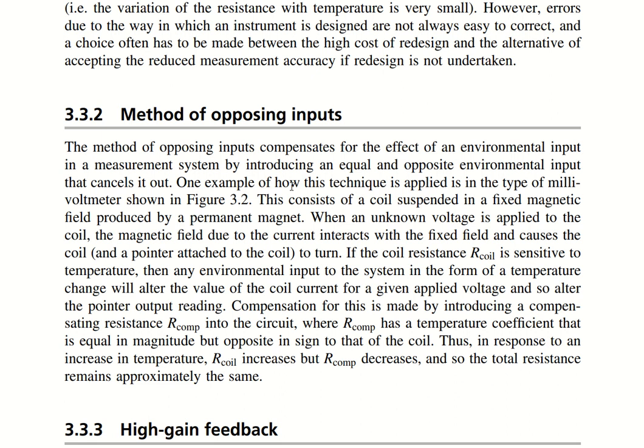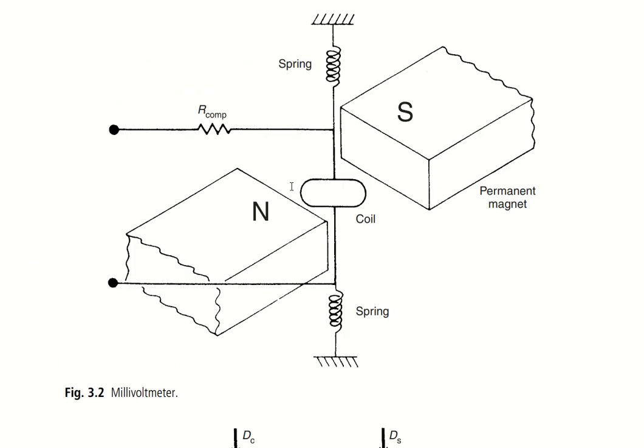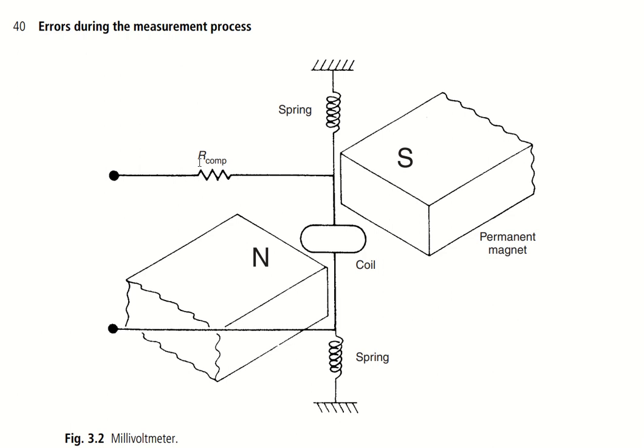Compensation for this is made by introducing compensating resistors R comp in this circuit, where R comp has a temperature coefficient equal in magnitude but opposite in sign, so that the resistance of the coil can be nullified, right? So in response to an increase in temperature, R coil increases but R comp decreases, and so the total resistance will remain approximately the same, right? So you can see here, this is the coil and this is the R comp, which is the compensating resistance.